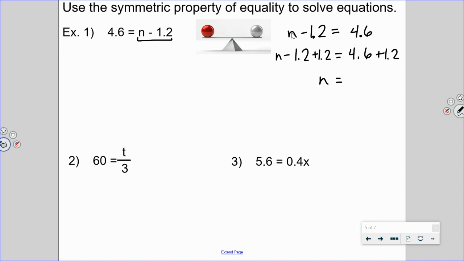All right, now what happens here? Well, in this case, a positive 1 and 2/10 and a negative 1 and 2/10 make 0. Oh, good. That's precisely what we wanted. The only thing remaining on that left side is n equals. And what do we have remaining on the right side? I would dare say that you can use mental mathematics to solve this. So we believe our answer is 5 and 8/10. But before I get into the check step, I'd like to show you why some of you might be more comfortable just leaving it alone.